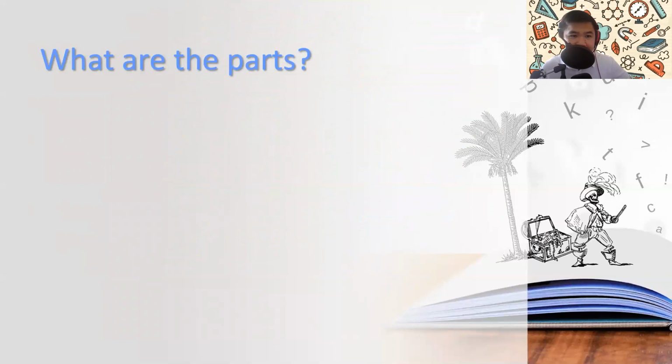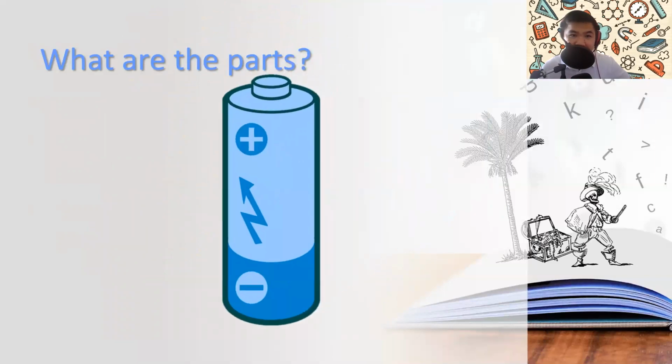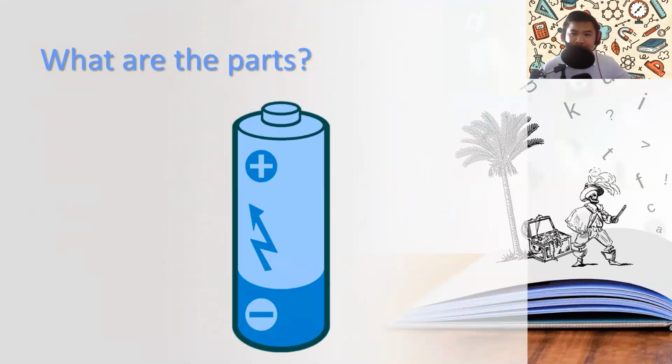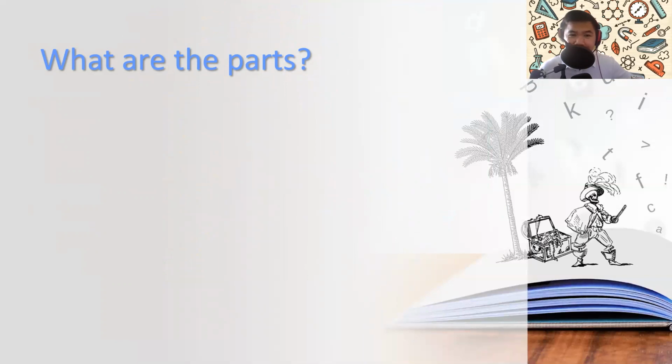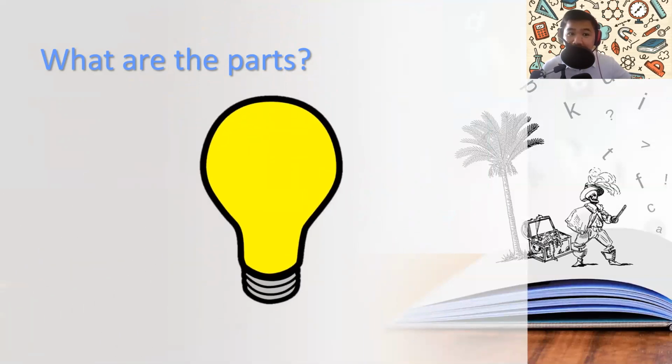Another part is this one, the battery, the main source of electricity. The other one is the light bulb, or the thing that needs electricity, I mean. Without electricity, the light bulb cannot turn on.